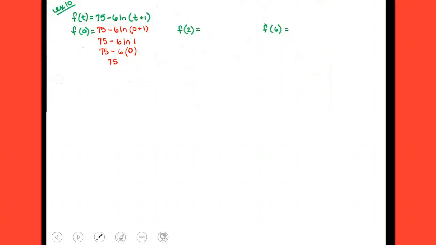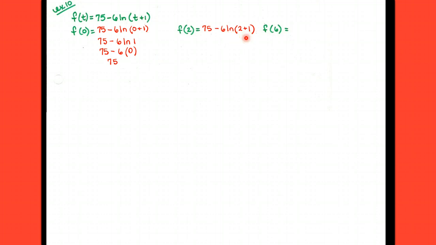All right, then they came back and they tested them again after 2 months to see how much they remembered. So this time we want our time to be 2. So let's take 2 and plug it in the place of t. So 75 minus 6 ln of t plus 1, 75 minus 6 ln of 2 plus 1, putting 2 in the place of t.